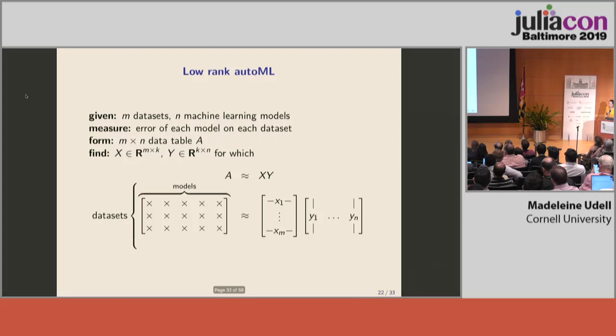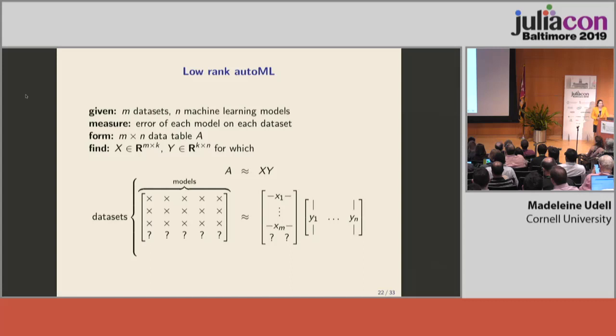Now we're going to fit a low-rank model. We're going to find an X and Y that's approximately equal to that data table A. And here you can actually just do this by PCA. That works perfectly well. So now we've got a low-dimensional representation for every data set and a low-dimensional representation for every machine learning model, in the columns of Y. What happens when a new data set comes along? Well, we don't know how any of the machine learning models perform on that new data set. We also don't know its data set representation in this low-dimensional space.